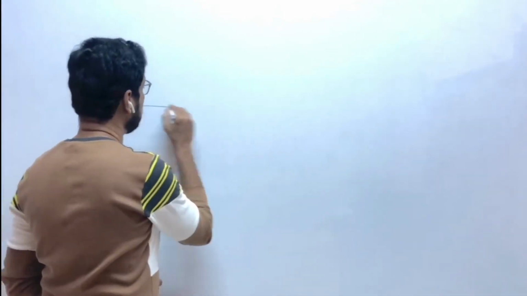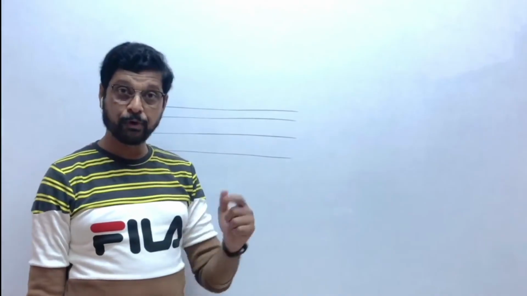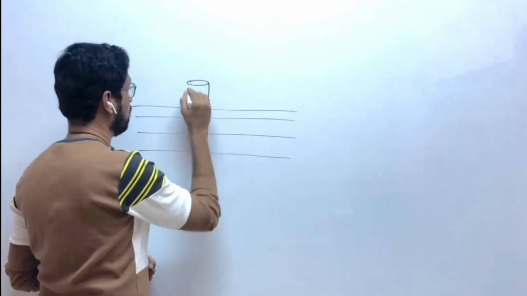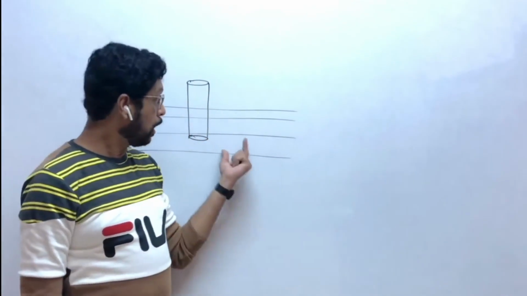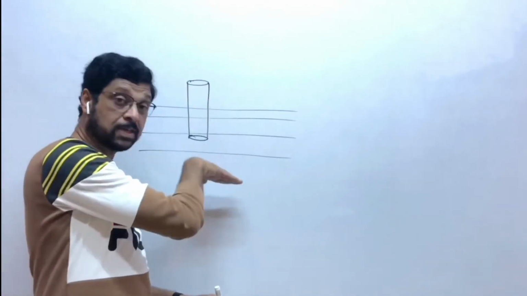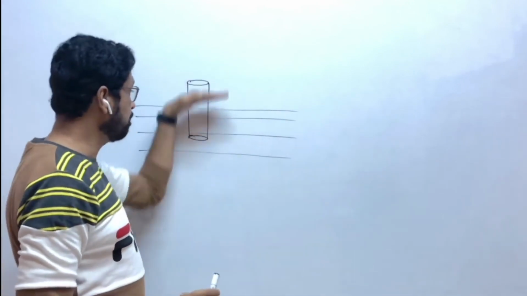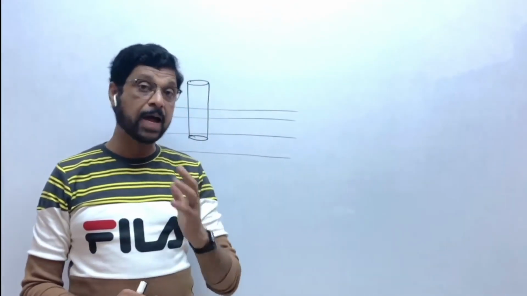Suppose a body is floating on a liquid. Suppose it is a cylinder, a vertical cylinder floating on a liquid. Now if this cylinder is pressed down and left, what will happen? It will perform simple harmonic motion. And what will be the periodic time of that simple harmonic motion?